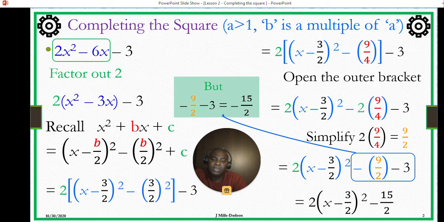Now let's look at the situation where the b is not a multiple of a.